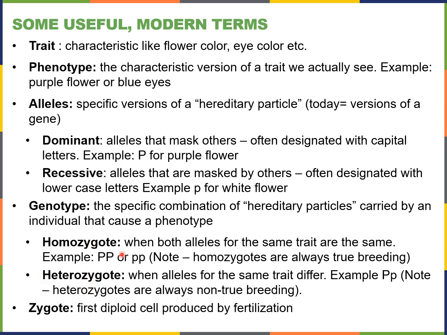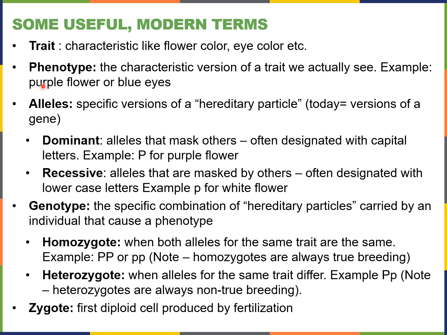So if you are a homozygote, you would have both alleles of the same trait. So if you have two capital P's or two lowercase p's, you are homozygous. Keep in mind that homozygous can be either dominant or recessive. So both of these are what we would call a homozygote or homozygous, but we would say this is homozygous dominant, this is homozygous recessive. On the other hand, a heterozygote means that the alleles of the same trait differ. So we've got one capital P, one lowercase p. Okay, these are heterozygotes.